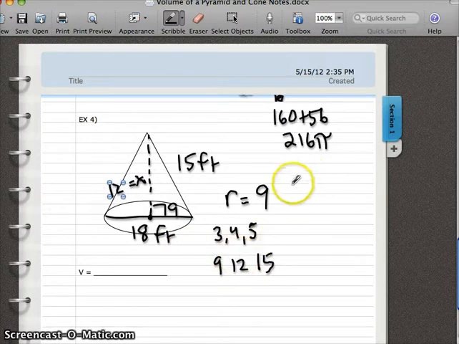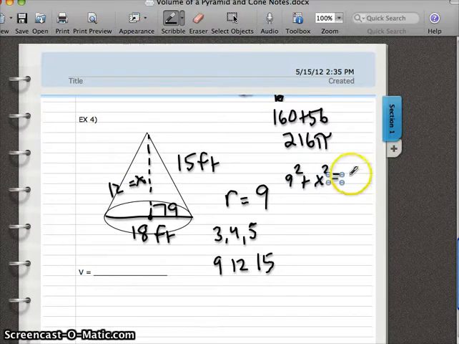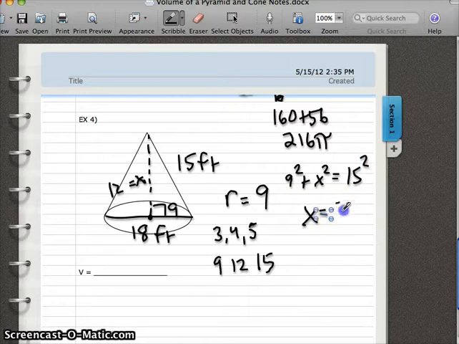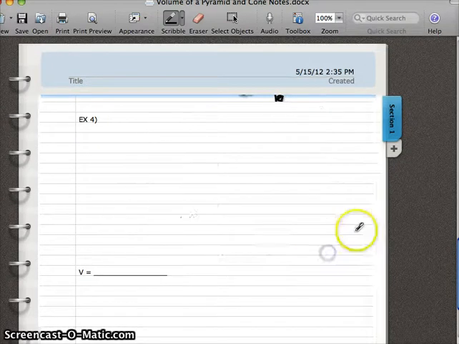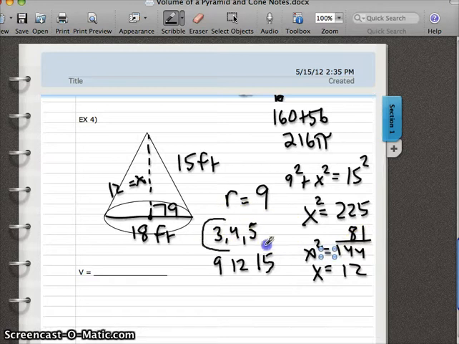We could also do Pythagorean theorem. If we did 9 squared plus what we're missing, x squared, equals our hypotenuse, or c squared, then you would eventually find out that x is the square root of 225, that's 15 squared, minus 81. And just to hurry up here, we would eventually get 12. This would be 144. Square root of 144 would be 12. So do you see how knowing your special right triangle saves you a lot of time? Okay, so we got our height.